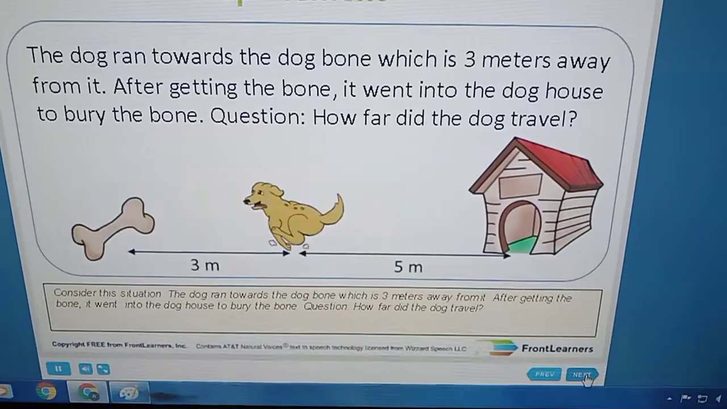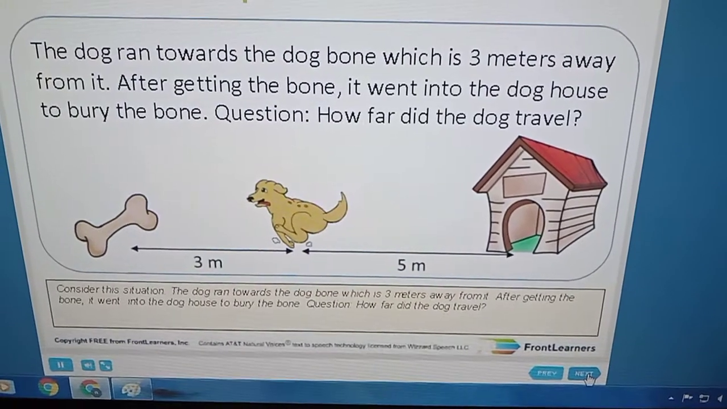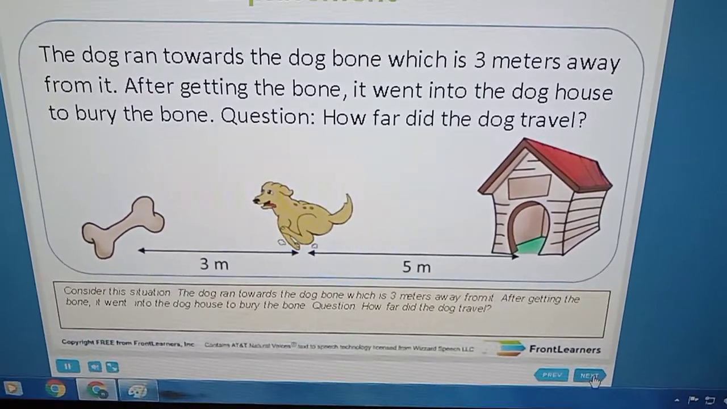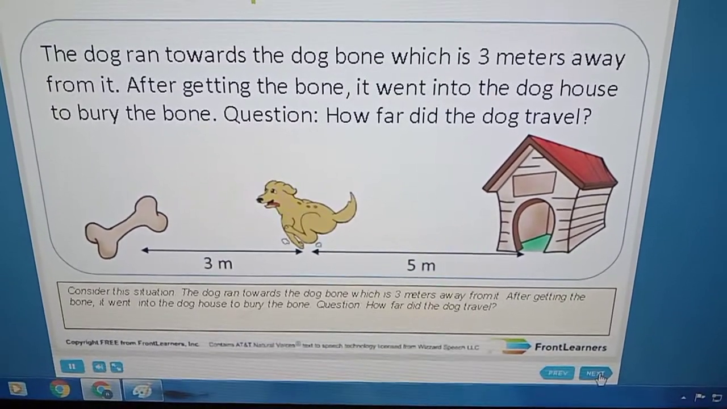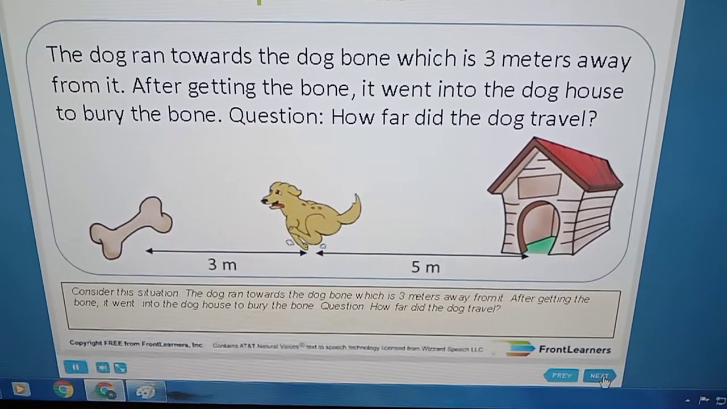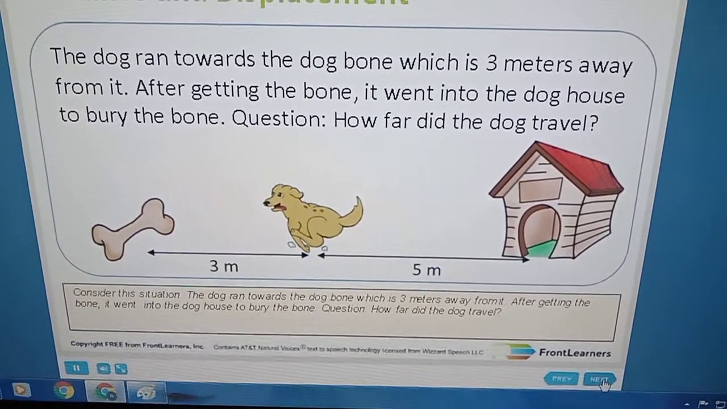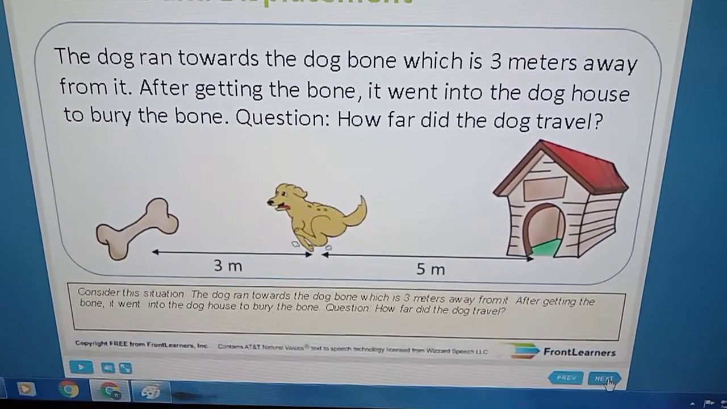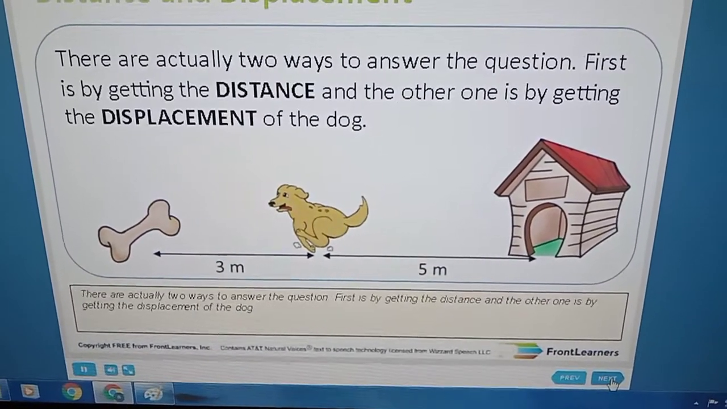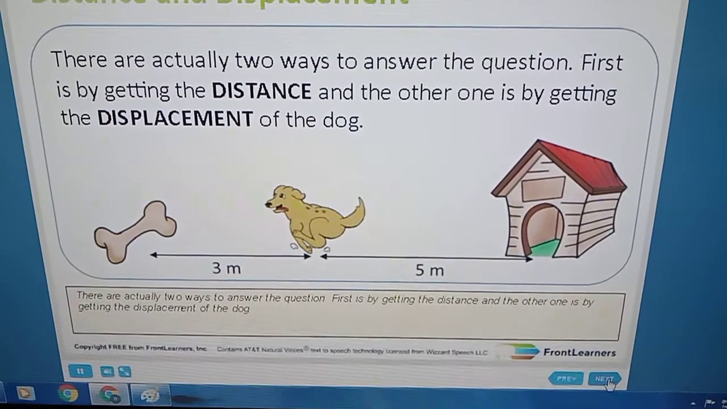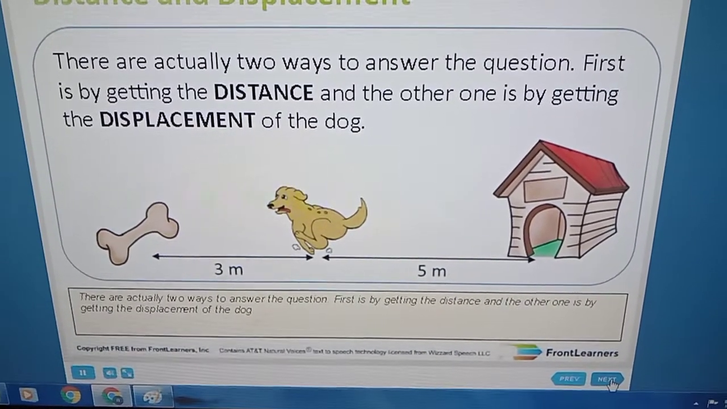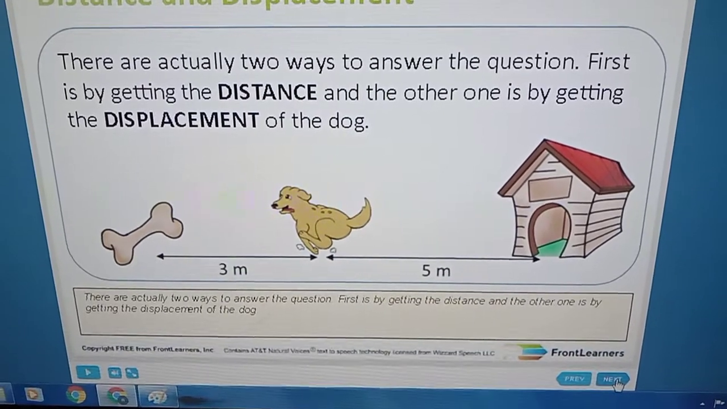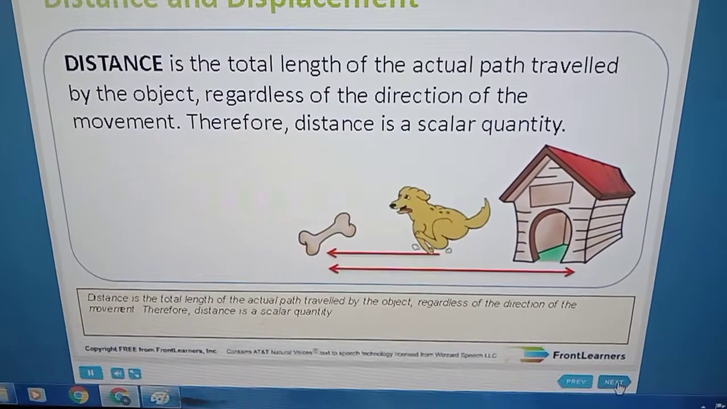Let's begin. Consider the situation: the dog ran towards the dog bone, which is 3 meters away from it. After getting the bone, it went into the dog house to bury the bone. Question: how far did the dog travel? There are actually two ways to answer the question. First is by getting the distance, and the other one is by getting the displacement of the dog.